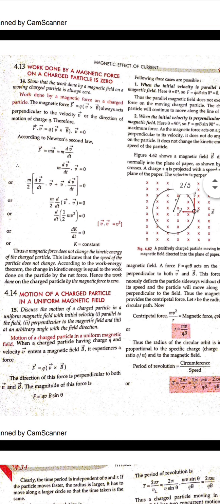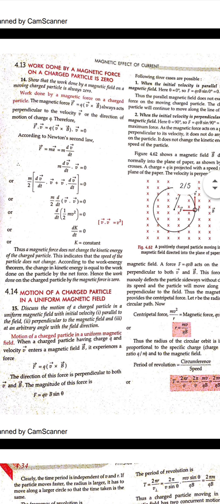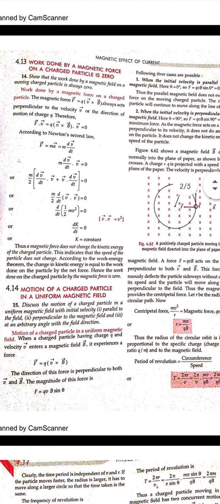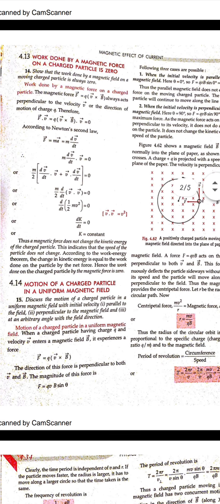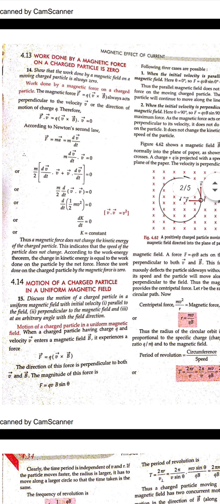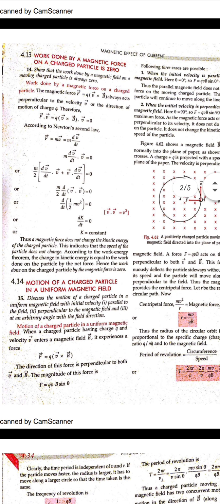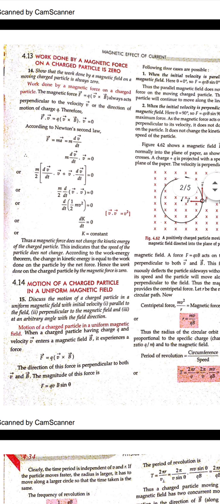We know by Fleming's left hand or the right hand rule that the current, magnetic field and the force acting on that particle are always perpendicular to each other. So this force always acts perpendicular to the velocity or the direction of the motion of the charge. Therefore, we can write that the magnetic force dotted with the velocity is zero, right? So F dot v will be 0.